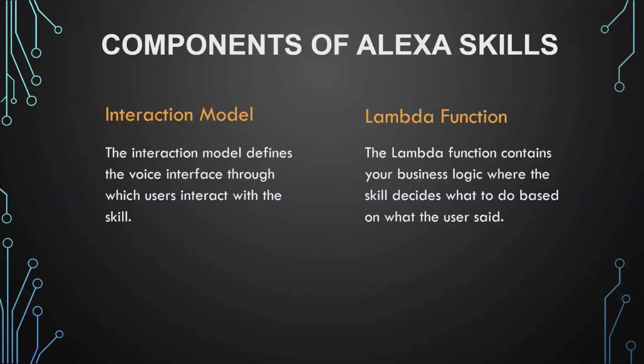The interaction model is where Alexa detects what the user said and figures out what they're trying to do. The interaction model is connected to a Lambda function via endpoints. The Lambda function contains your business logic, where the skill decides what to do based on what the user said.